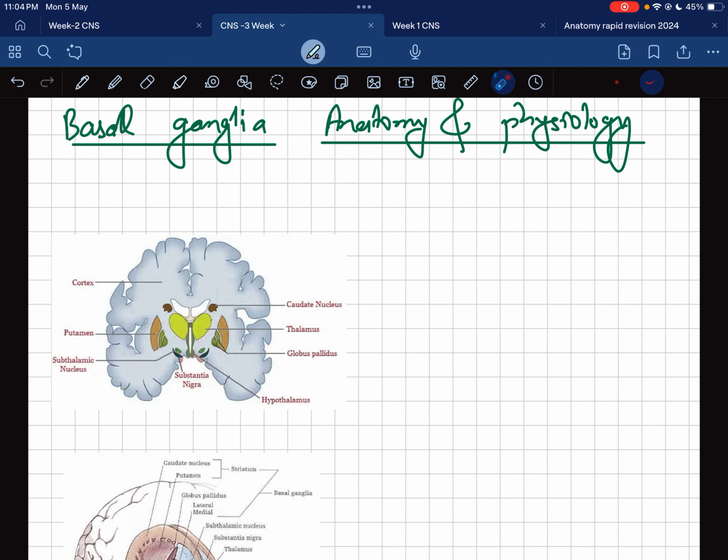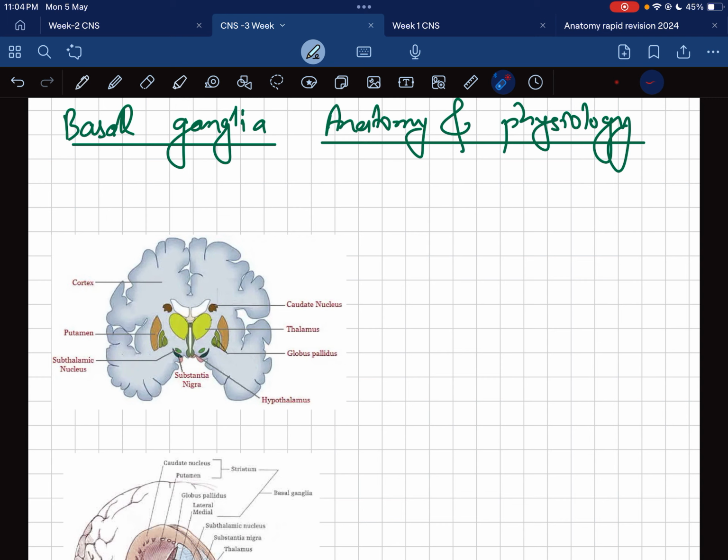It filters unnecessary movement. It helps to start the movement and to continue it, or to stop the movement when it is unwanted. When and how a movement starts is controlled by our basal ganglia.